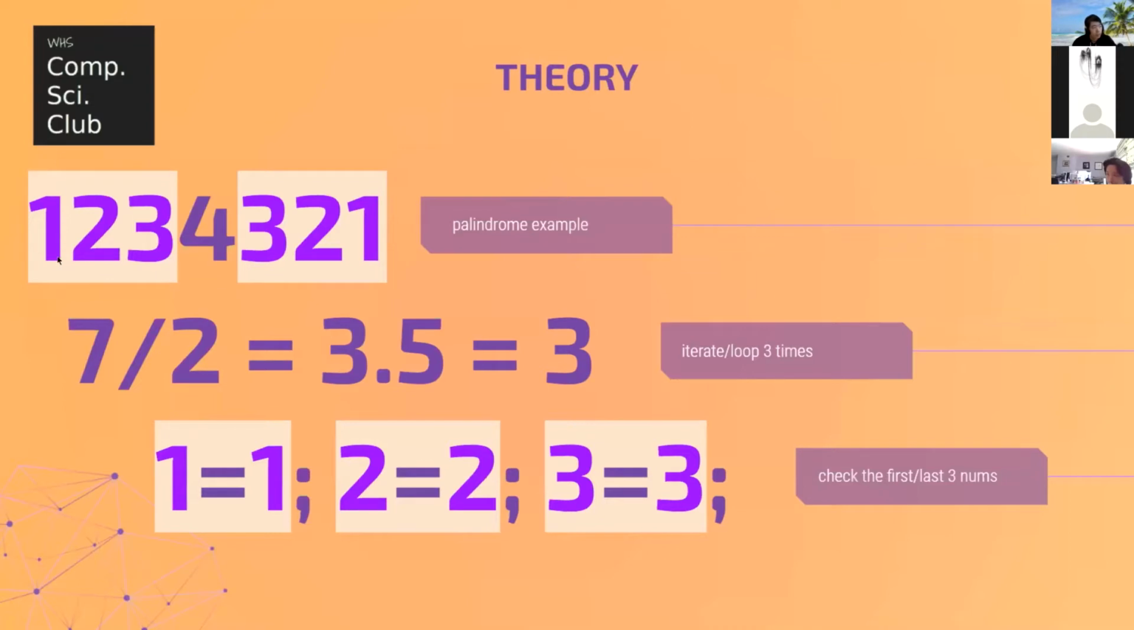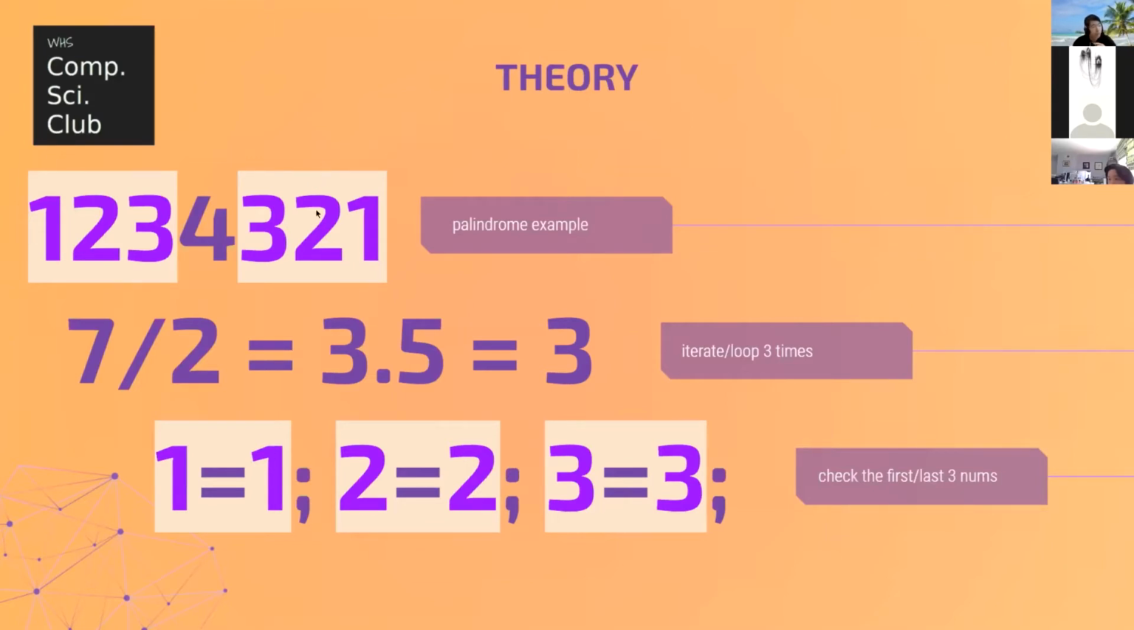In this example, we have 1, 2, 3, 4, 3, 2, 1, which is obviously a palindrome because it's the same forward and backwards. There are 7 digits, so it's an odd palindrome. However, we only need to compare the first 3 digits and the last 3 digits because we don't actually care what the middle digit, the 4, is. That digit could be anything, and it's still going to be a palindrome as long as the beginning and the end are both 1, 2, 3 and 3, 2, 1.